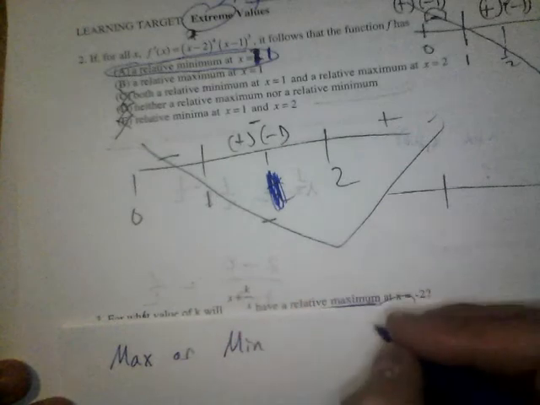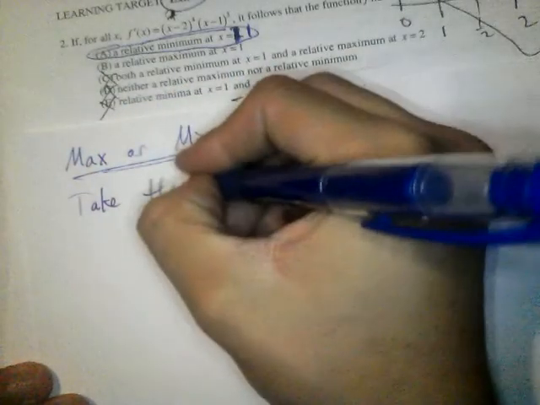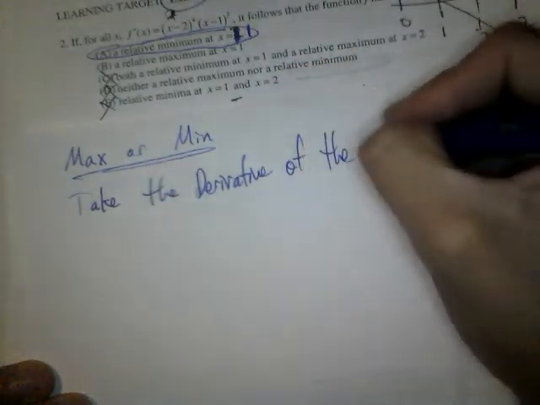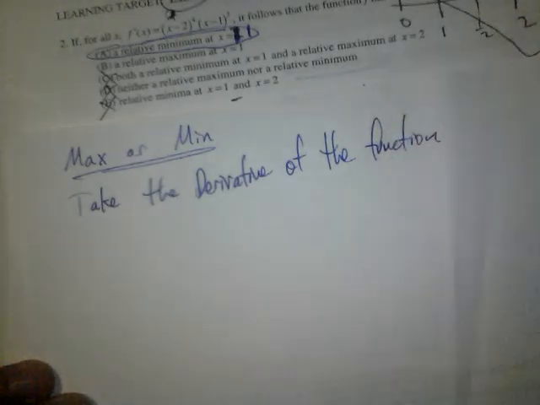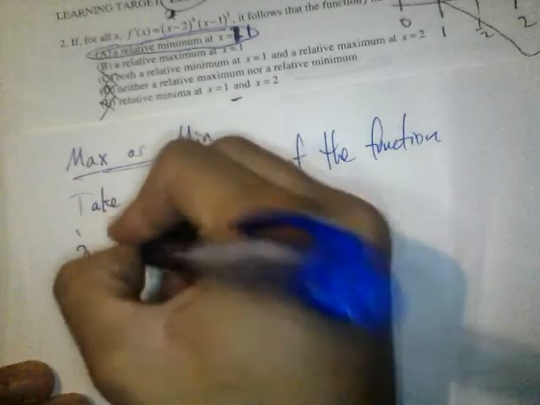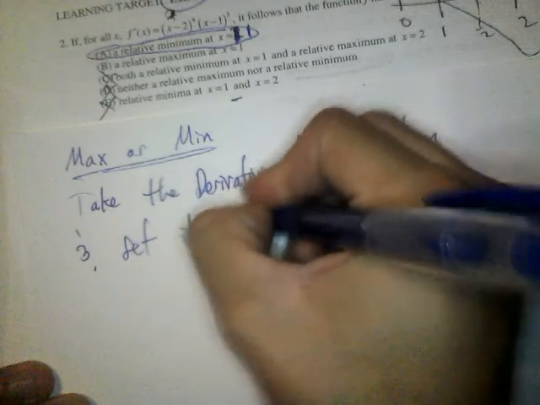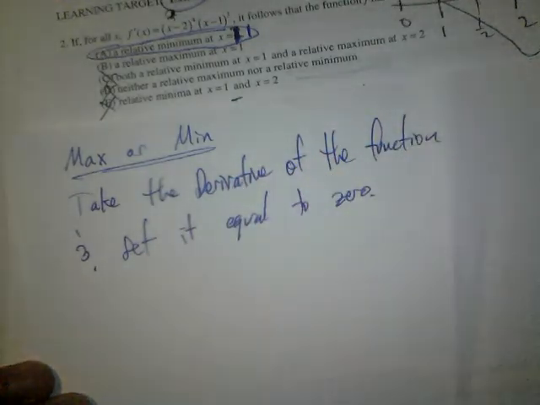When you're looking for a max or a min, you need to think of the following. So max or min, okay? When you see that text, what you need to do, or you think automatically, is you need to take the derivative of the function and set it equal to 0. Okay, so automatically that's the first thing you should be thinking when it says max or min. Take the derivative and set it equal to 0.